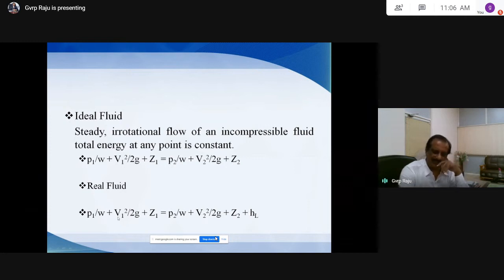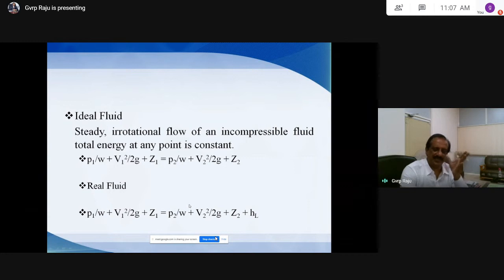Loss of head when the flow is from A to B, the flow is from 1 to 2. If the flow is from 2 to 1, you need to consider HL in this direction. So this HL I have considered by assuming that the flow is from 1 to 2. The flow direction depends on this value. If P1 by W plus V1 square by 2G plus Z1 is more than P2 by W plus V2 square by 2G plus Z2, then you can say that the flow is from 1 to 2.